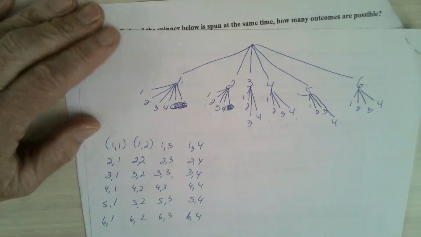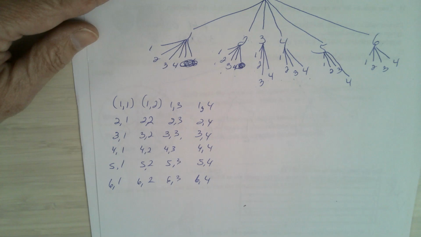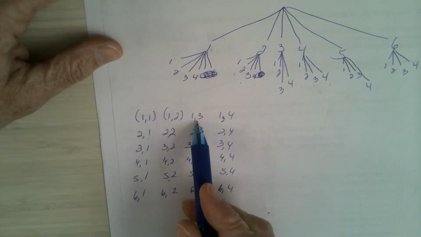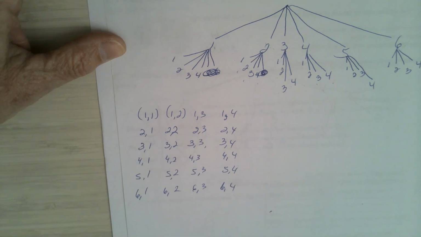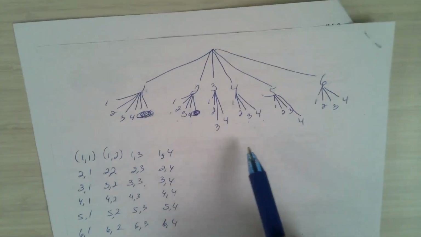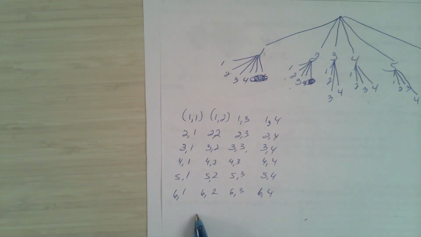If it asks for a sample space, what is a sample space? This is where you list the outcomes: 1,1; 1,2; 1,3; 1,4; and so on. And you end up having 24 outcomes in the sample space. Are there any questions on how to do a tree diagram or a sample space?